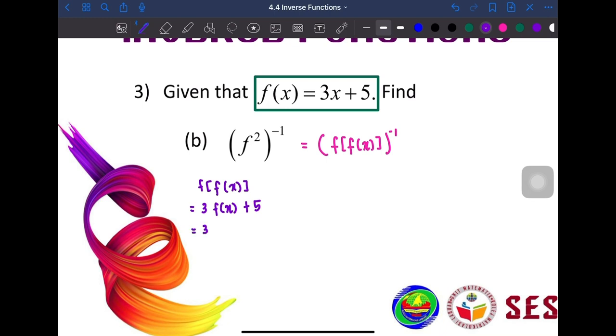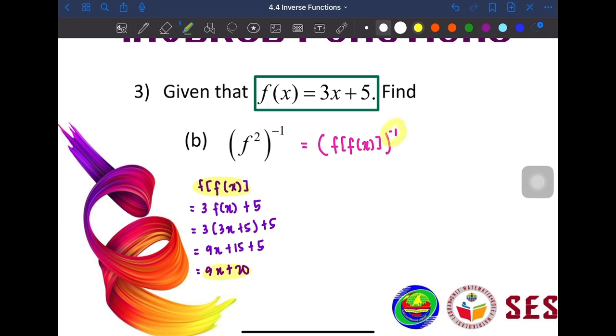Lepas tu kita gantikan saja fx kita. 3x tambah 5 tambah 5. So 9x tambah 15 tambah 5. So 9x tambah 20. Okay. So we get our F compose F.